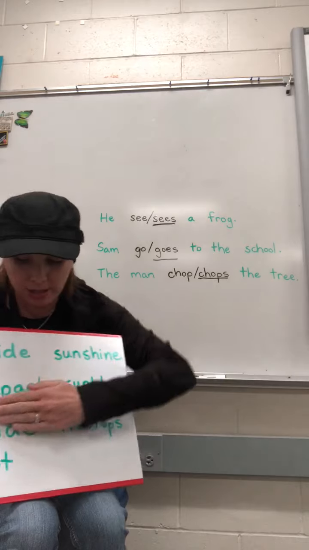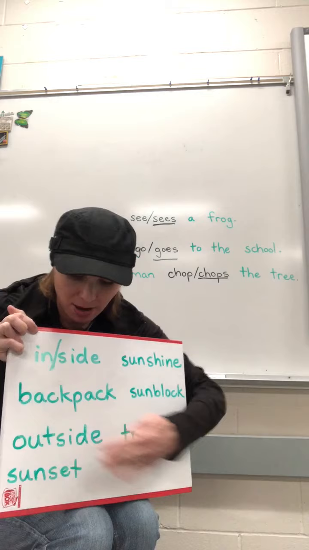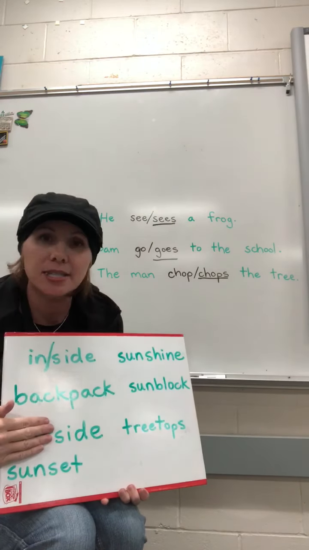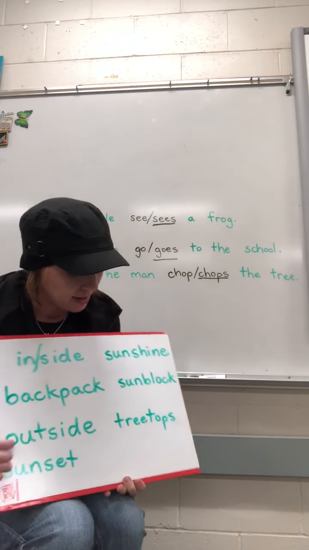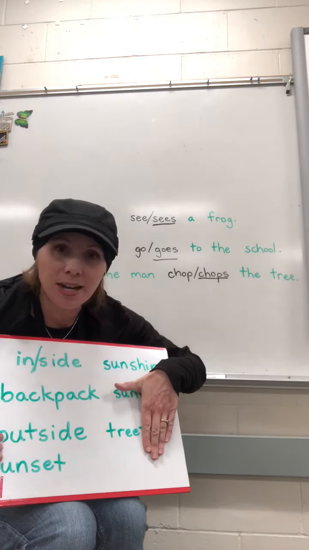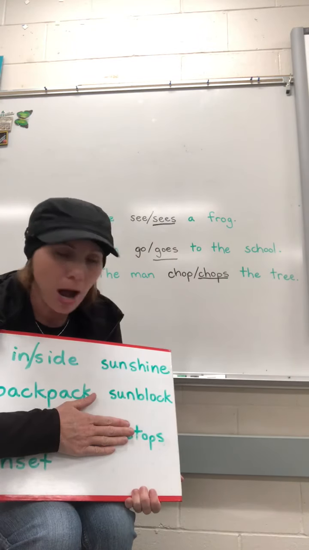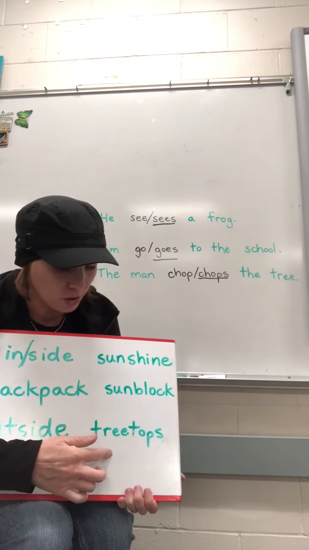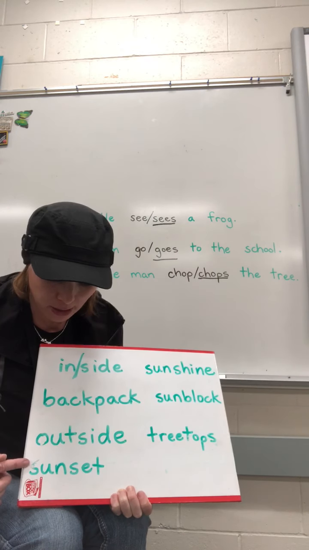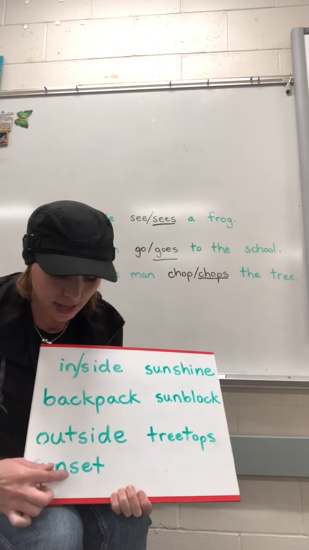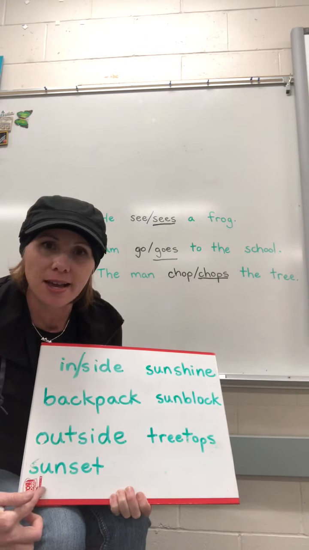Okay, next one. I'm going to cover up that second chunk. That's a sight word. O-U-T. That's out. And then second chunk, side. Outside. Next one, we have E-double-E that says tree. Treetops. Okay, last one. Oh, my S got erased a little bit, but it was sun. Second chunk, set. Put it together, sunset.